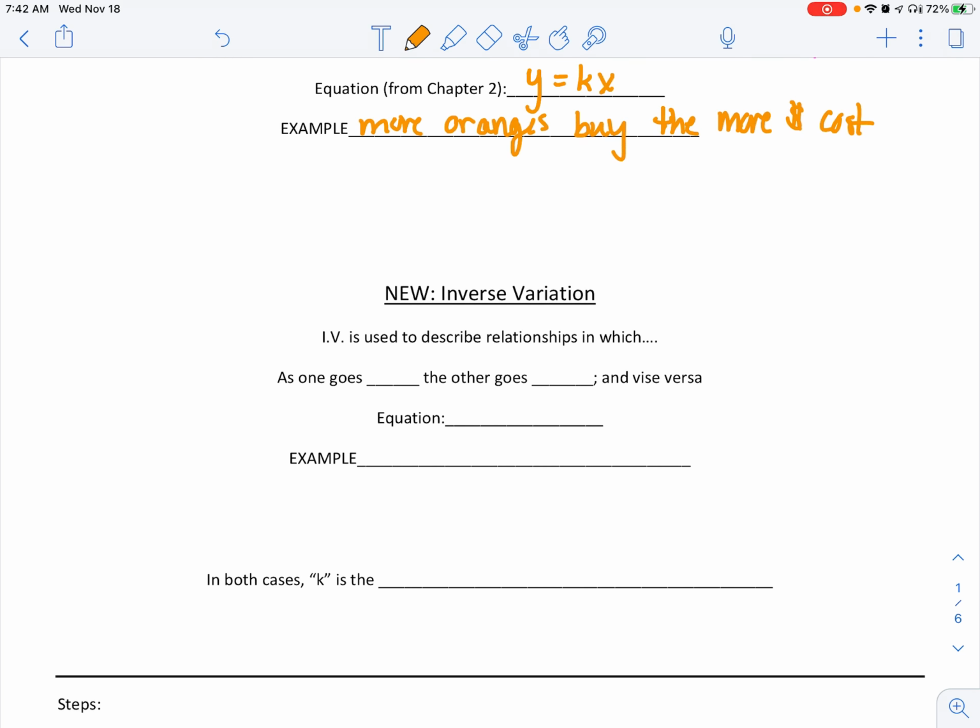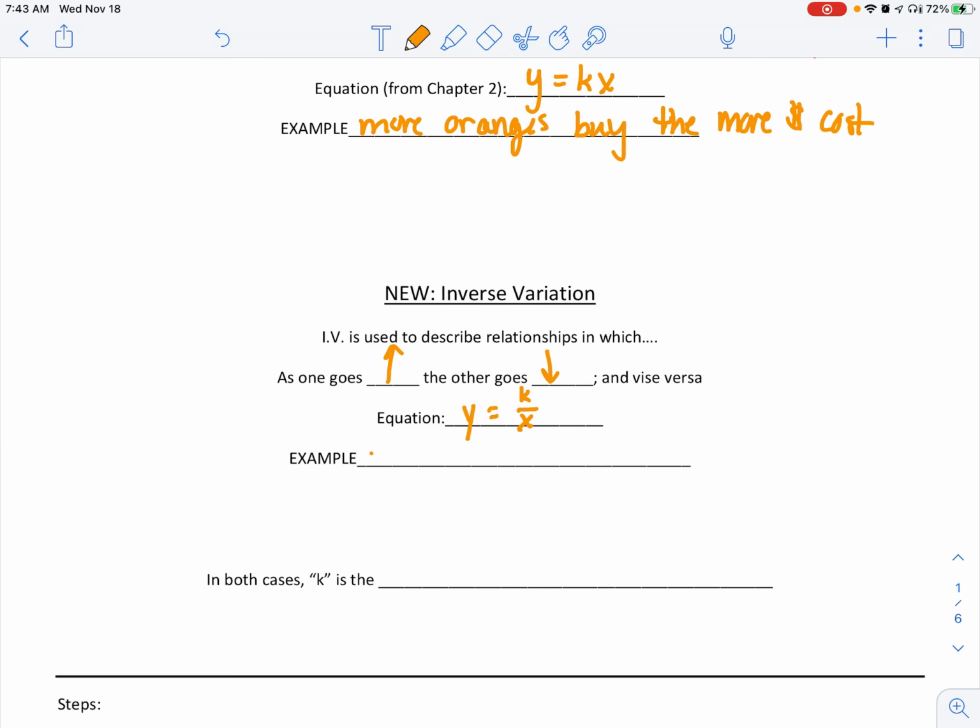Inverse variation is used to describe relationships in which as one goes up, the other one goes down. The equation still has that constant of variation because we're still in variation. We're just in inverse variation. Instead of y equals k times x, it's y equals k divided by x. If you look at a graph, as x gets bigger, the value of y is going to get smaller, because when you divide by something bigger, your outcome is going to be smaller.